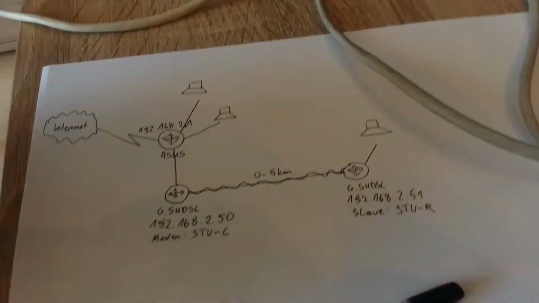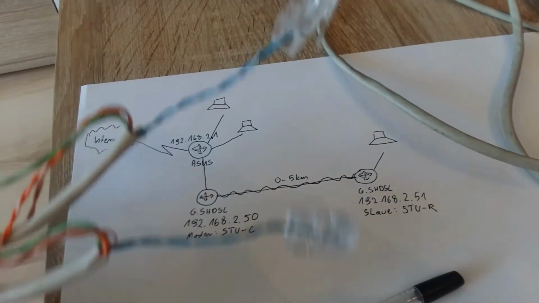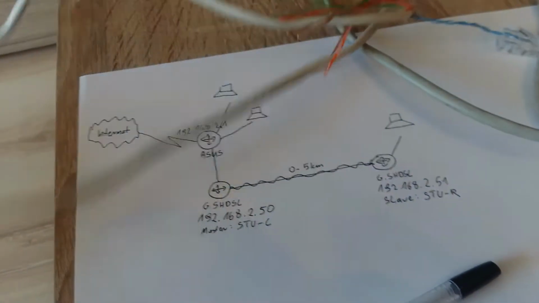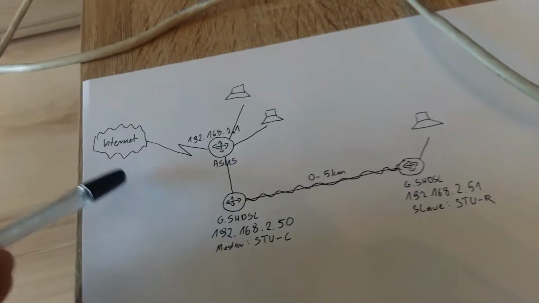And what do you need? You need, of course, wire. You need one router DSL, another one, a connection between them, and a main router with the internet. Now I'll show you how it looks on this paper.